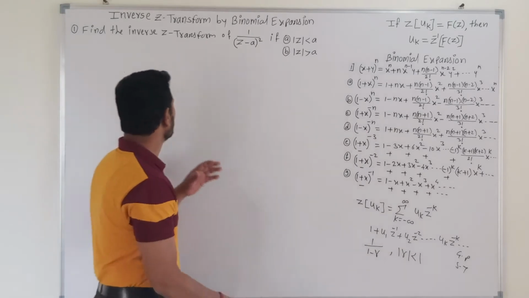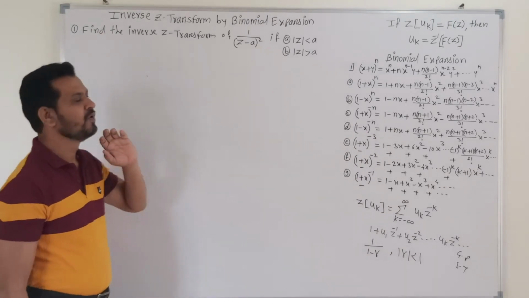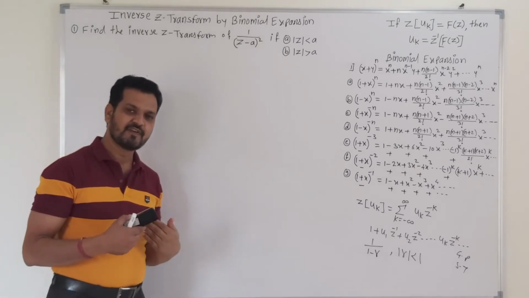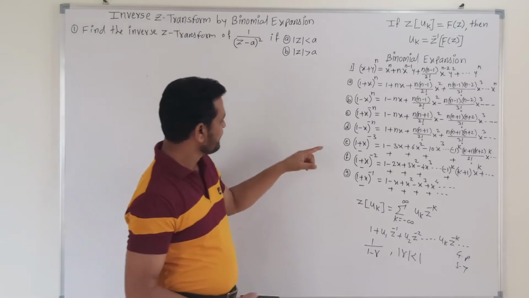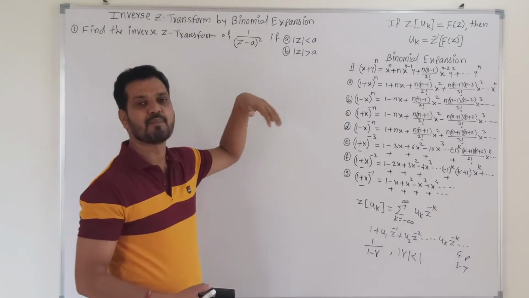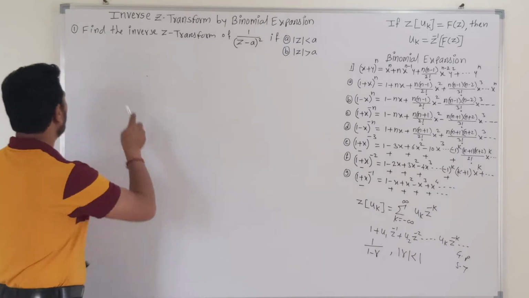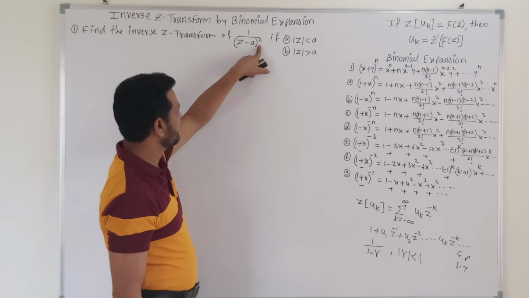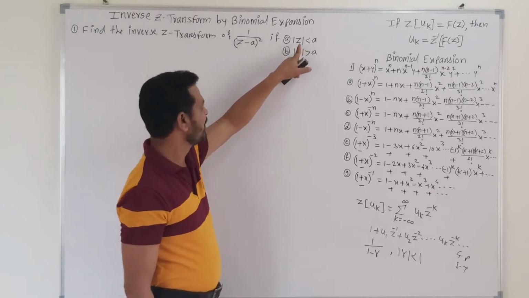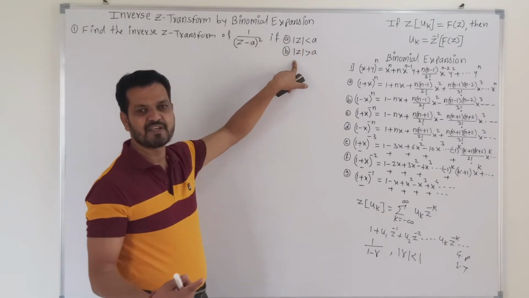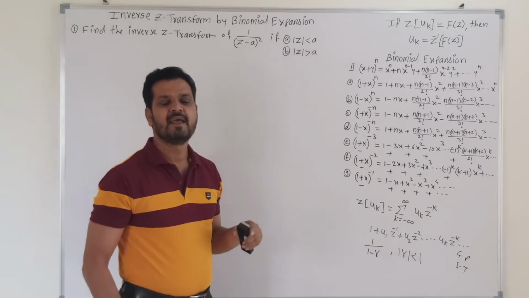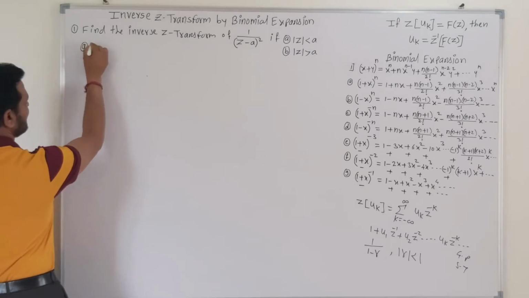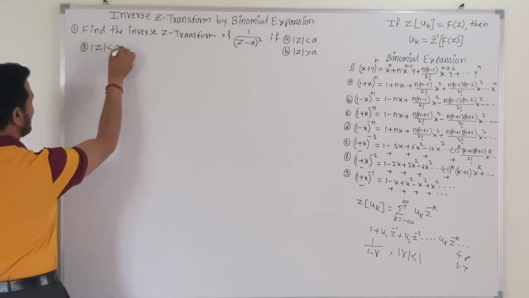Now friends, in today's video lecture, we are learning how to find the inverse Z transformation by binomial expansion. And in this video lecture, we are solving the example where the power of the denominator term is more than 1. So now here, the first example is: find the inverse Z transformation of 1 upon (Z minus a) squared. The first region of convergence is mod of Z is less than a, and the second region of convergence is mod of Z is greater than a. So first we will solve the example based on the first part, where mod of Z is less than a.